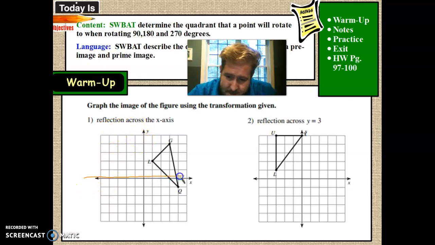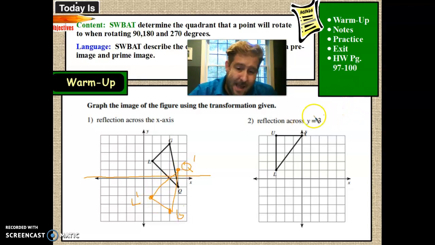Reflection over the x-axis will be right here. Two-way. So there's L prime, and Q prime will end up right here. That's one above. So 1, 2, 3, 4, 1, 2, 3, 4. There is going to be G prime. Connect these 3 points up, and you've got yourself a reflection over the x-axis.